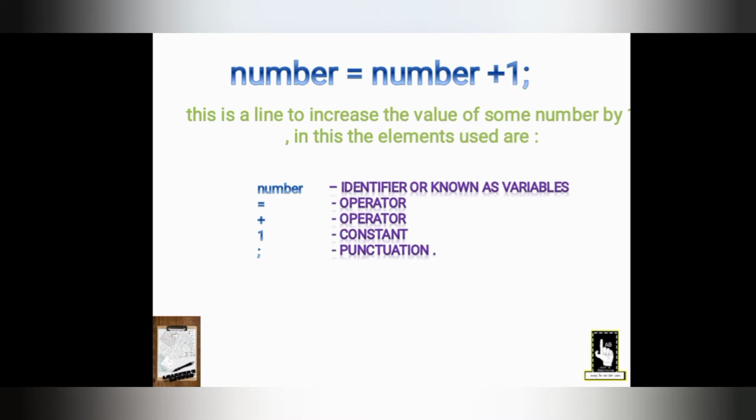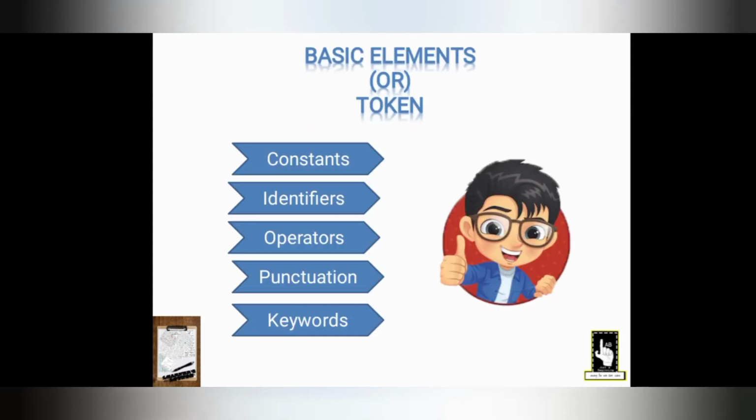Number equal to number plus 1. This is a line to increase the value of a number by 1. In this line, the elements used are number, an identifier otherwise known as a variable; the equal to symbol, which is called an operator; the plus symbol, which is also called an operator; 1, which is a constant; and semicolon, which is a punctuator. Firstly, we will discuss constants in this video, followed by the other elements consecutively.